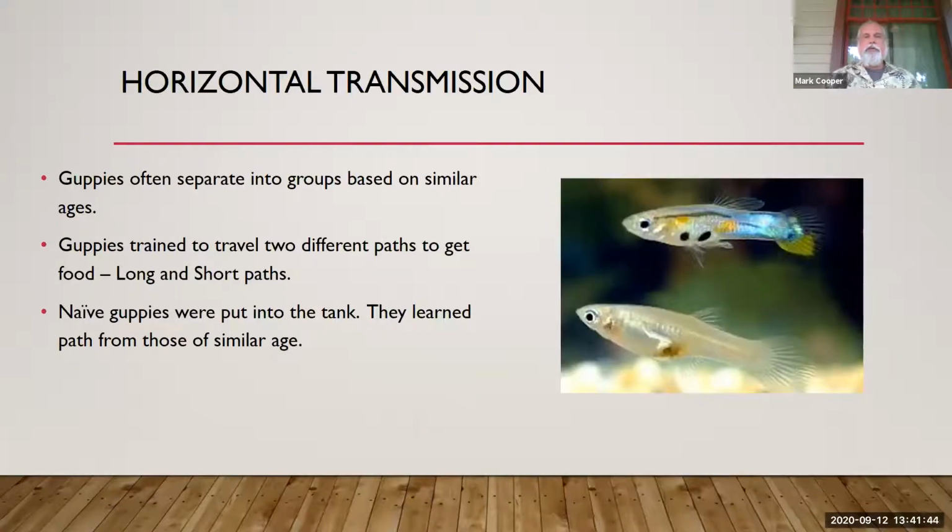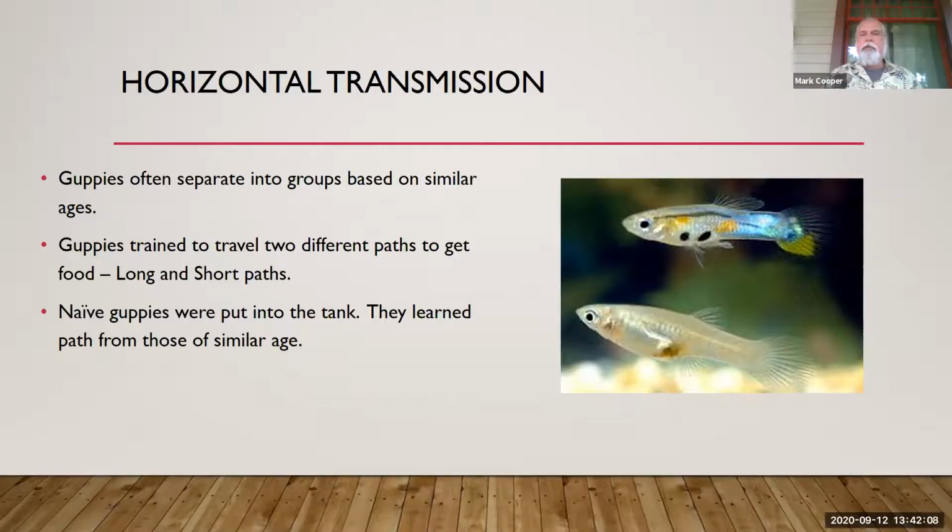Horizontal transmission is going side to side. And so the study was done on guppies, and they actually taught them a long path and a short path to the food. It turned out the long path to the food was difficult to teach. But they finally got it. They did that. And then what they did is they put naive guppies into the tank.